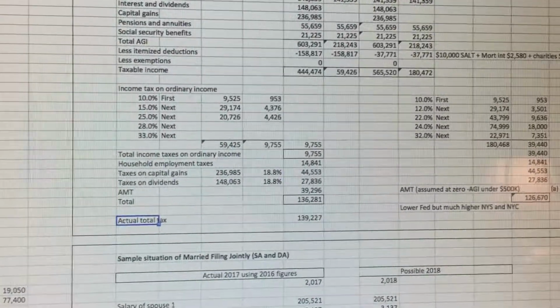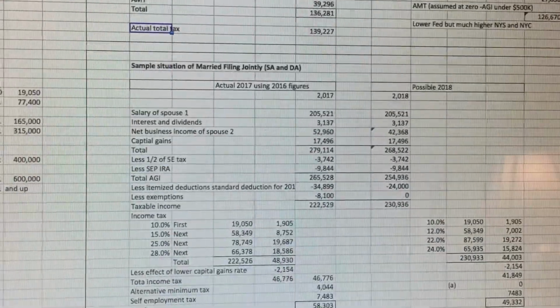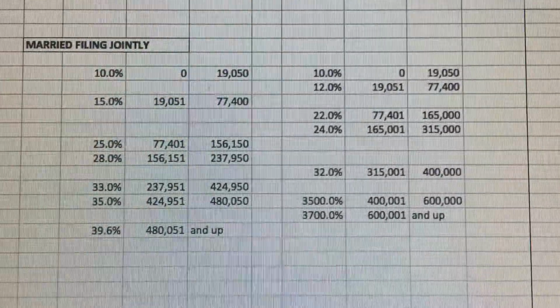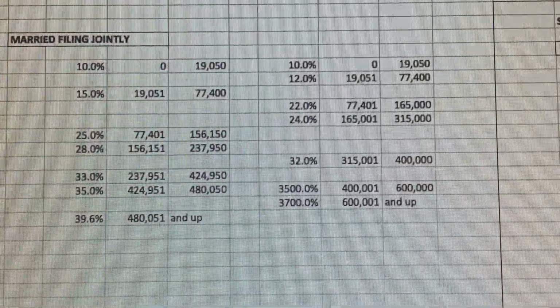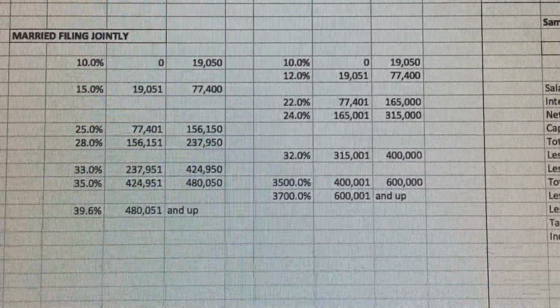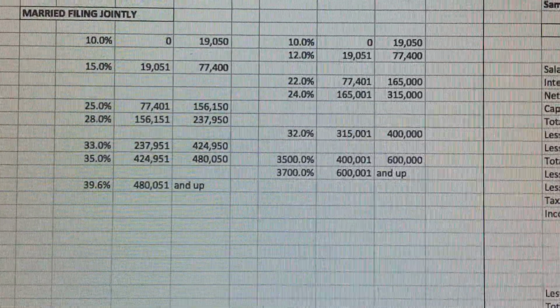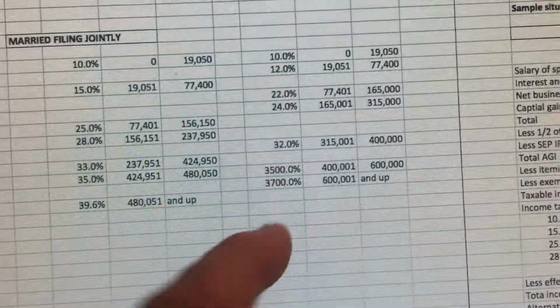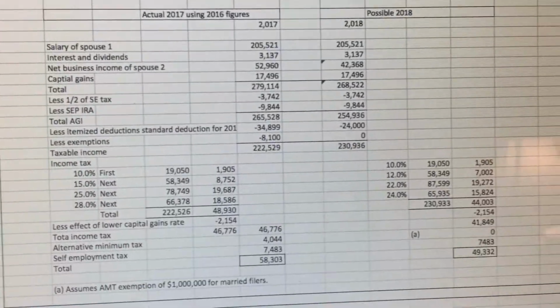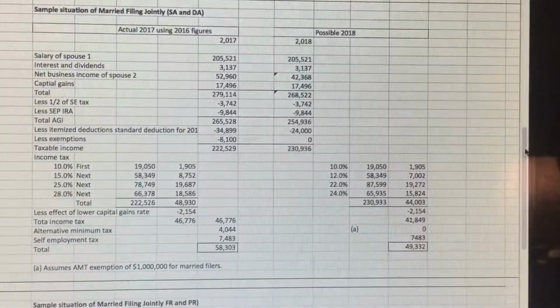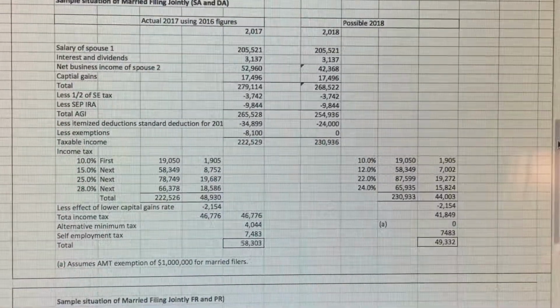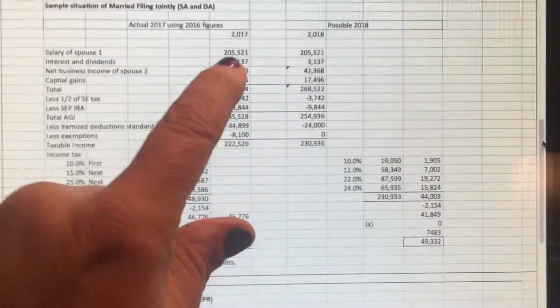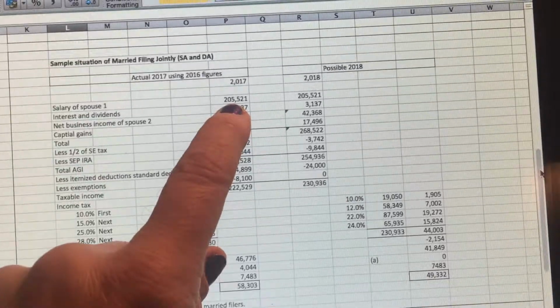I also looked at that, so those were for two single people. I also looked at how it would be for two different married couples based on actuals. So these are the married rates, and you could see that these rates, this actually should say 35% here, and 37%, and this couple is, she is a W-2 employee making a salary of that much.